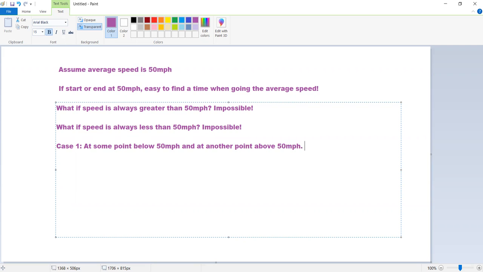what would happen in that case? So if you start off below 50 and end above 50, what kicks in? What theorem kicks in and tells us that you must have hit 50? Intermediate value theorem.